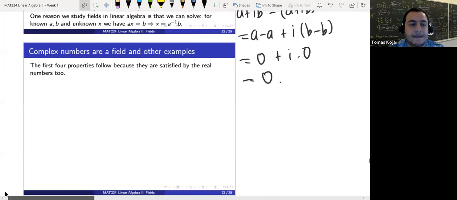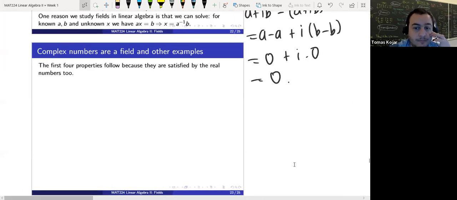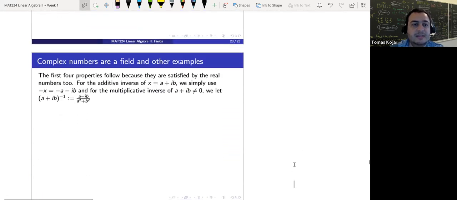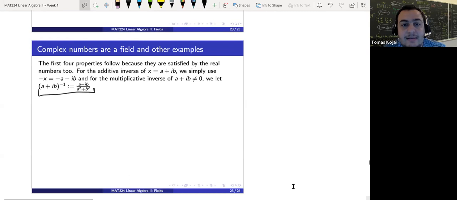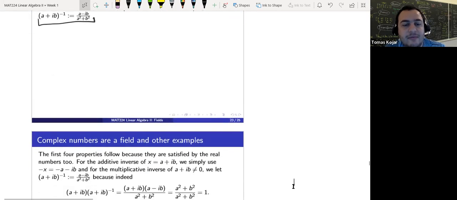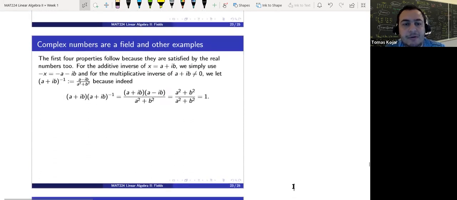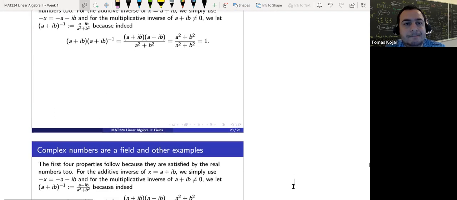All right. Okay, so yeah, so this is the multiplicative inverse. I typed it as well. So that's how we define it. So indeed, complex numbers are a field. Right, I do the multiplication here.